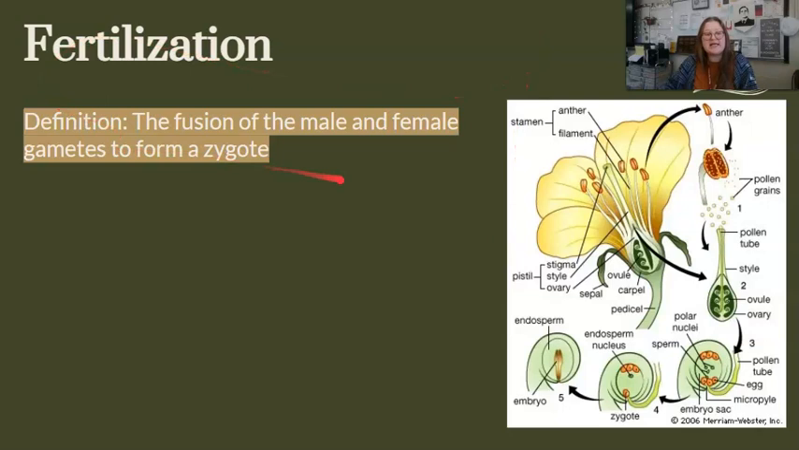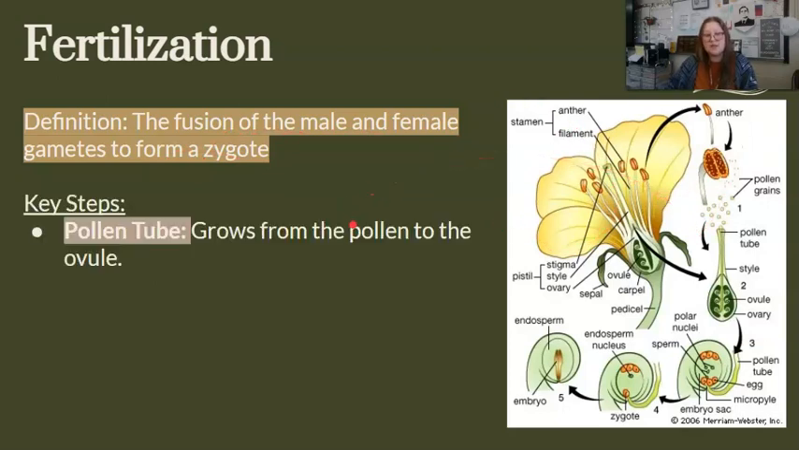So fertilization, again, the definition is it's the fusion of the male and female gametes to form a zygote. So in plants, that's going to be the pollen and the ovules. So we have a pollen tube. So we have the 3 steps that happened before. The anther released pollen grains. That pollen grain is going to land on the end of the stigma. And then the pollen grain itself actually forms a pollen tube that goes all the way down the style into the ovary and fertilizes an ovule.